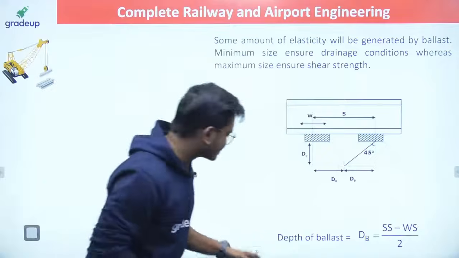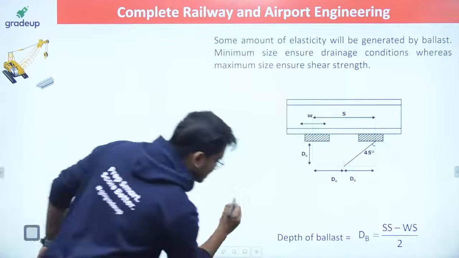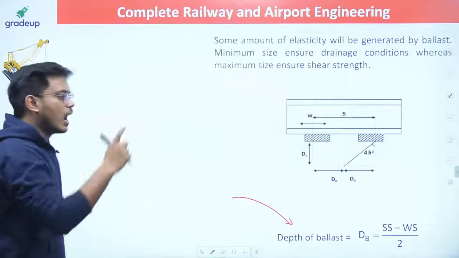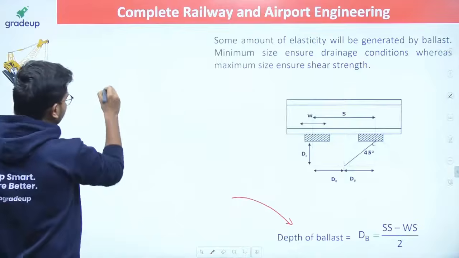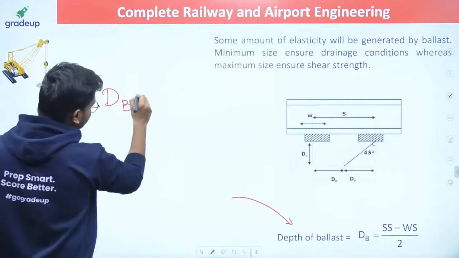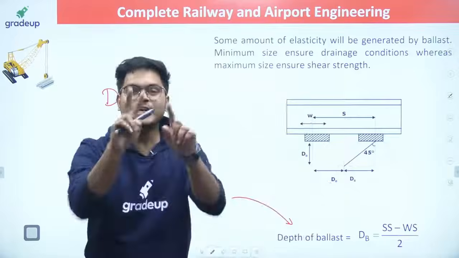The first thing, guys, the first question that can be asked, and till this date they have not asked this, the depth of ballast. How to determine the depth of ballast, guys? It is a very simple concept. The depth of ballast is nothing but the center to center spacing between two sleepers.